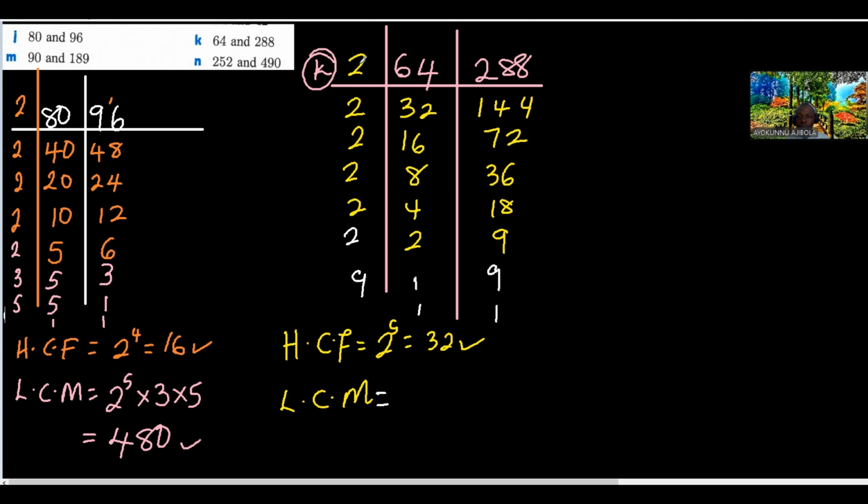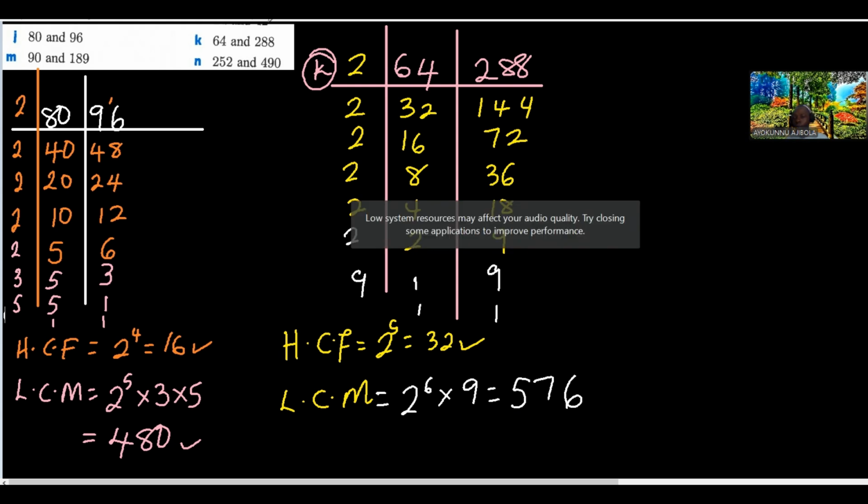So how many 2's do we have now? 1, 2, 3, 4, 5, 6. 2 raised to power 6 times 9. And 2 raised to power 6 is not 2 times 6, but 2 times 2 times 2 times 2 times 2 times 2. That is 64. 64 times 9 gives us 576.